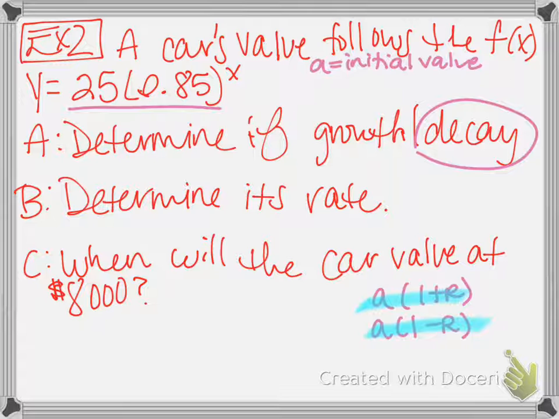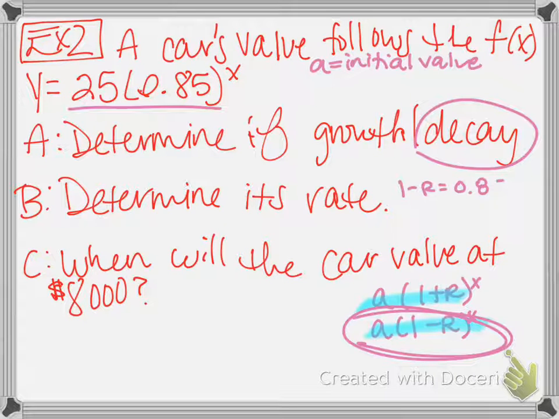All right, part B, determine its rate. Well, since I know that it is decreasing, I'm going to use the formula A times 1 minus R to the x power. So those are all supposed to have the x power. And I don't even need all the pieces. All I really need is the 1 minus R, because I know that's what B should be. And then the B they gave me was 0.85. So I'm just going to put the two together, and I'm going to solve. So this cancels out. I'm left with negative R equals negative 0.15.